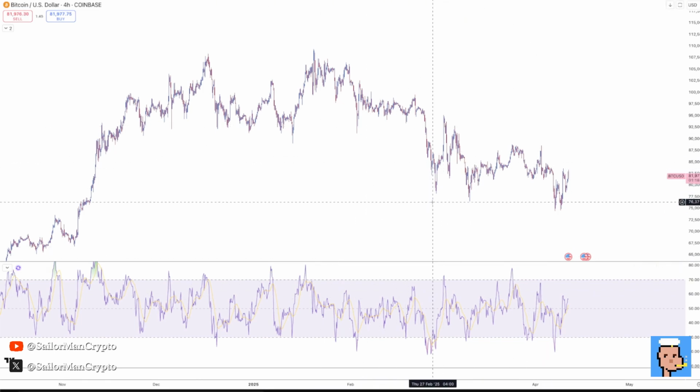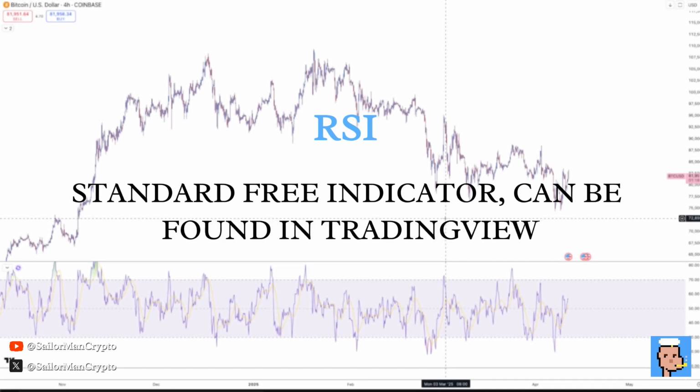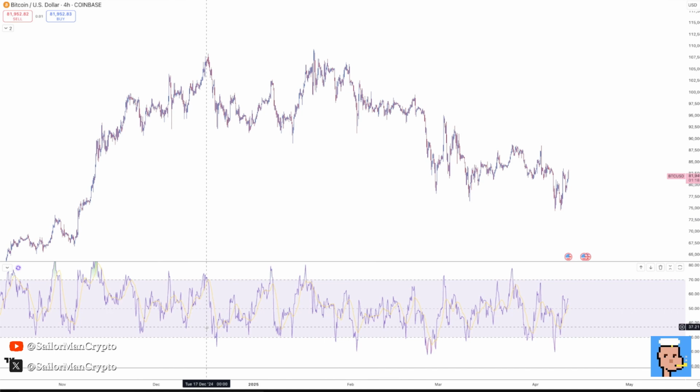So the RSI is a standard indicator you can find in TradingView, but also in most trading platforms, and is shown as an oscillator. Basically, it shows the speed and the magnitude of price changes. So it's mainly used as a momentum signal to let you know if certain price movements are lacking momentum, whether it is a bullish or a bearish move, and it can show you if there is exhaustion on both the buyer and seller side.